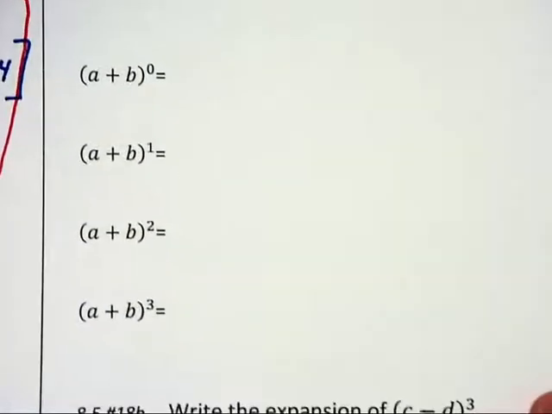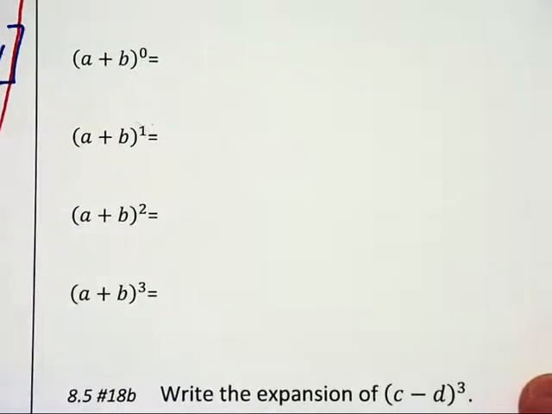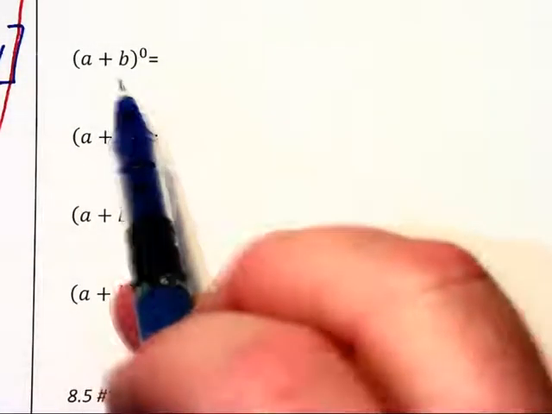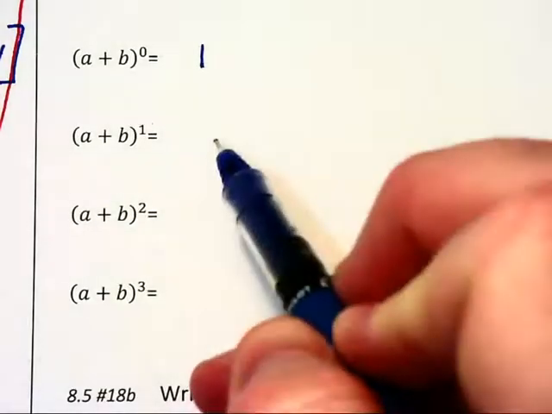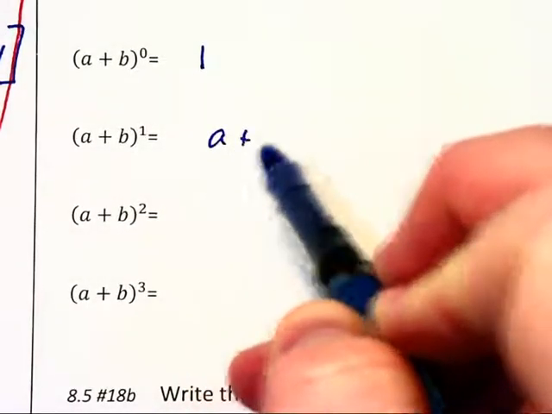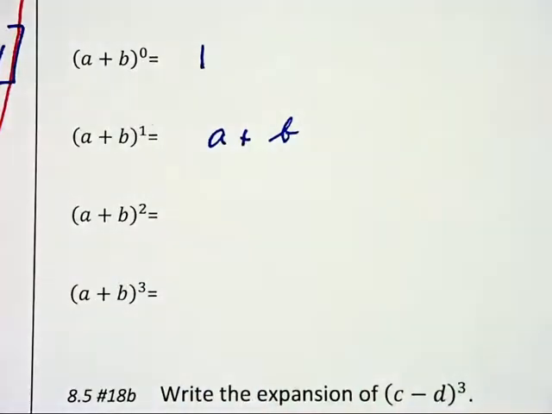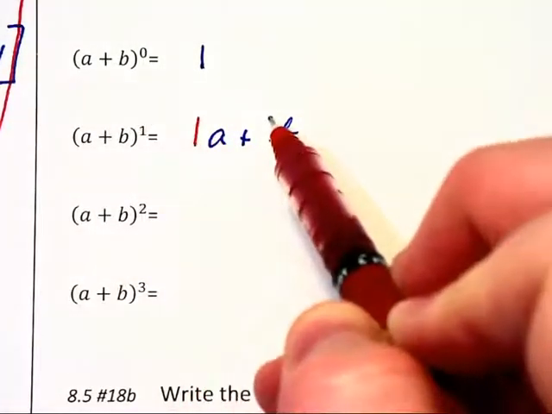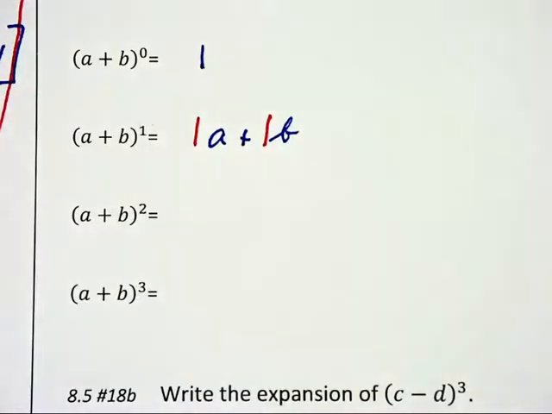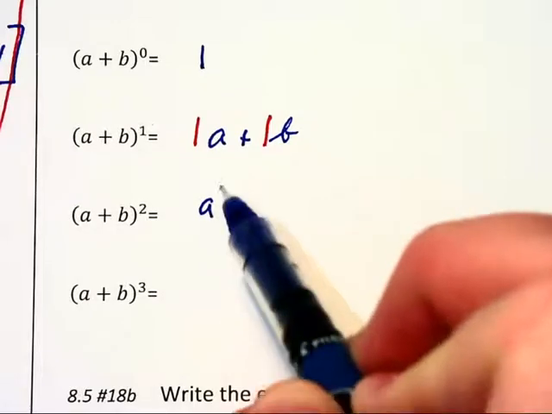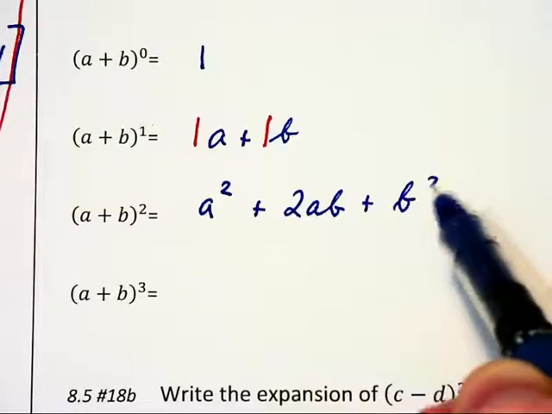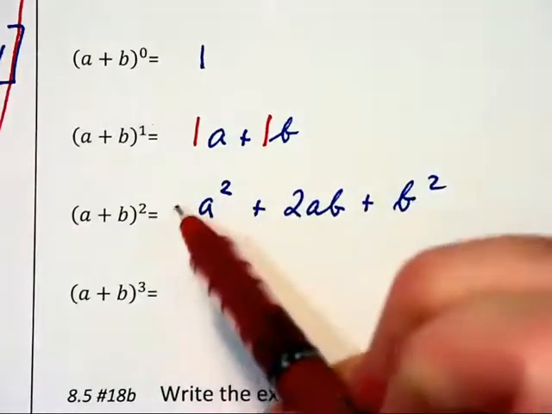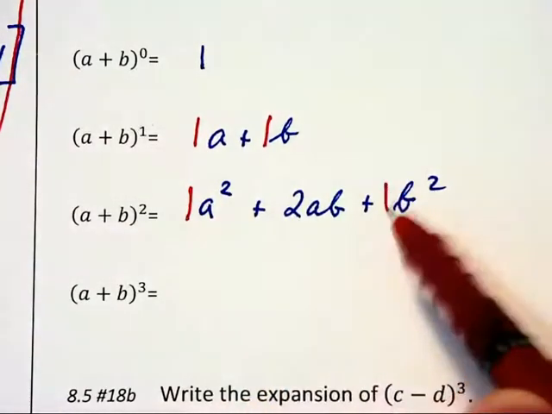Now, let's look at some things we already know. We know that anything to the 0th power is 1. We also know anything to the first power is itself, in this case, a plus b. But I'd like to highlight that this is the same as 1a plus 1b. And if you were to multiply a plus b times itself, you would have a squared plus 2ab plus b squared. Notice how we would then have coefficients of 1, 2, and 1.